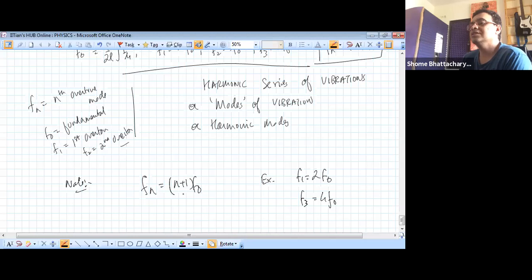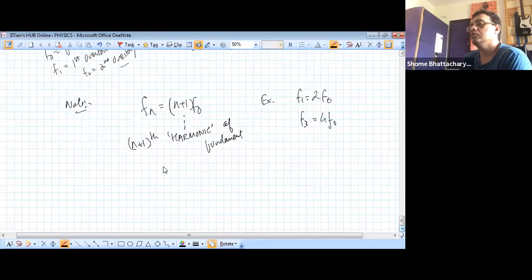Okay. So this is called the harmonic. So this is called the n plus 1th harmonic of the fundamental. Okay. So the harmonic is basically just the number multiplied by the fundamental. So the harmonic is the multiple of the fundamental.